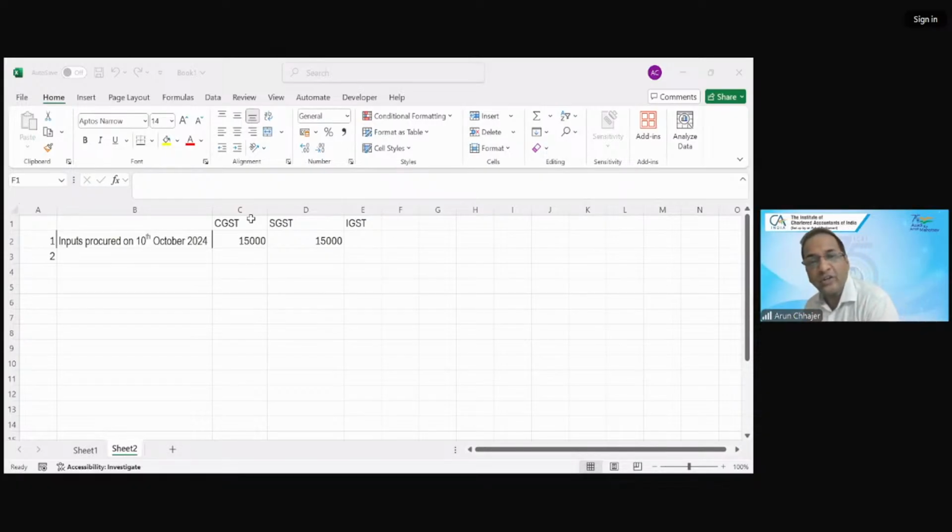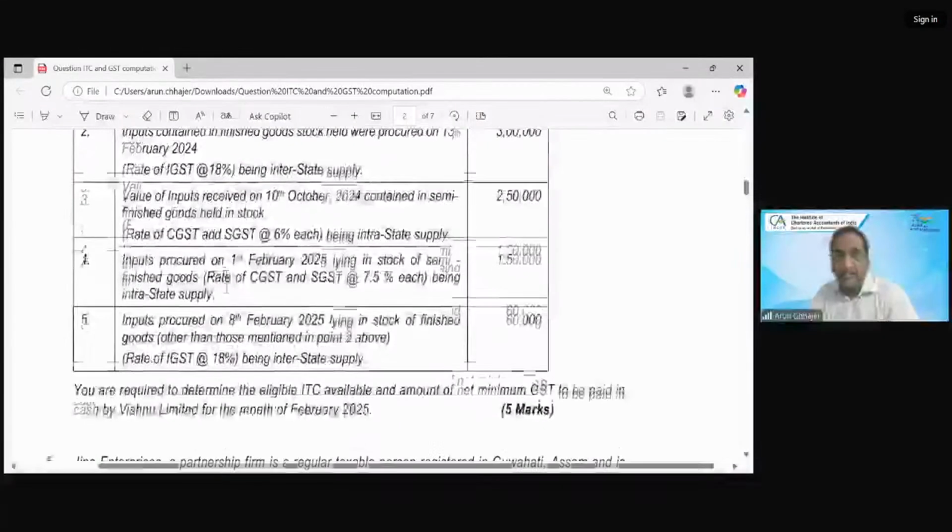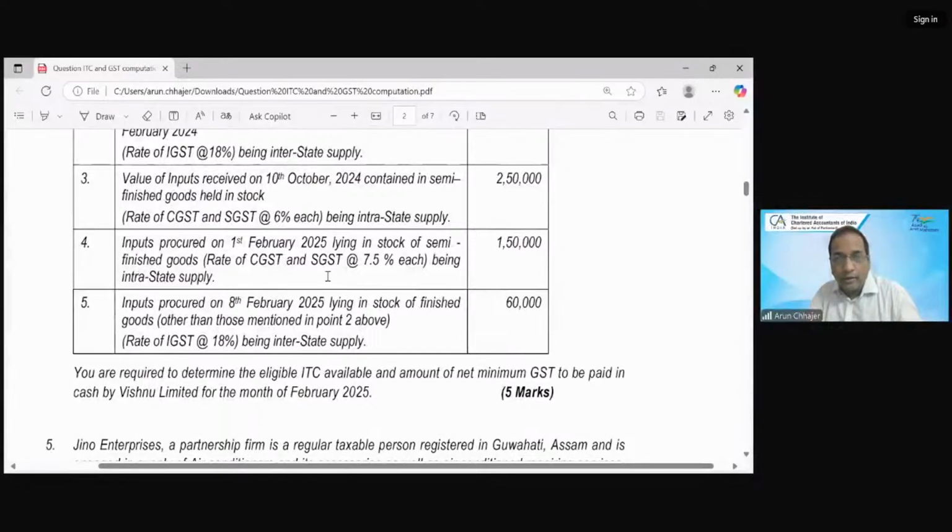Harshda, you need to make it separately. It will depend upon the question to question. See, no problem, you have asked a very good question. In this question, tell me one thing. You are required to determine the eligible ITC available and the amount of net minimum GST to be paid in cash.